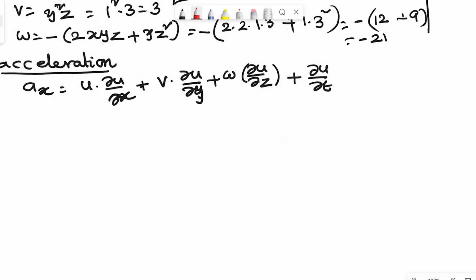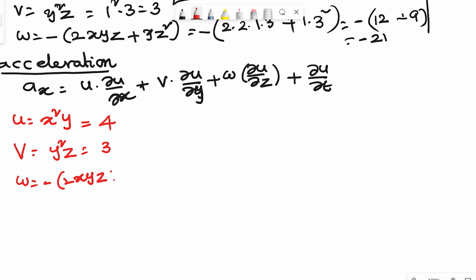So now let us calculate. Already u is equal to x square y, which is already known to us. It is 2 into basically x square, 4. Then already v is known to us. V is equal to y square z, they have given. This is 3, and w is equal to minus 2xyz plus yz square. So it is equal to minus 21.